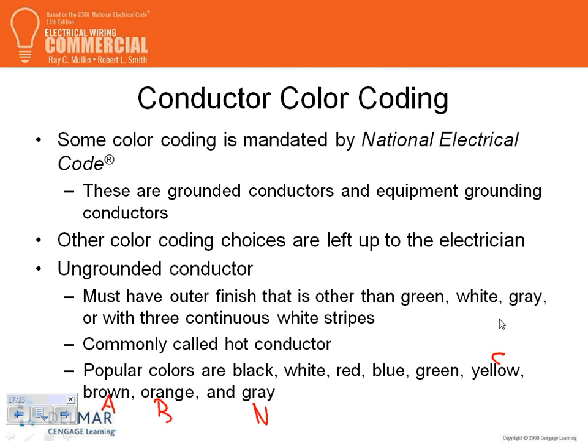You guys want to write this one? Black is A, B, C, and neutral, and a ground. Did I get them right? Okay, so that's basically the typical one, if you guys want to write these. These are for three-phase system color coding.